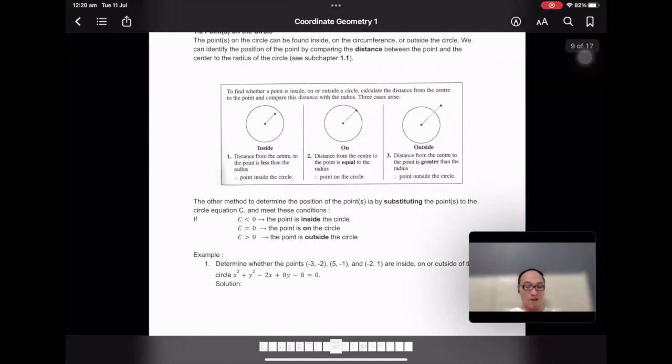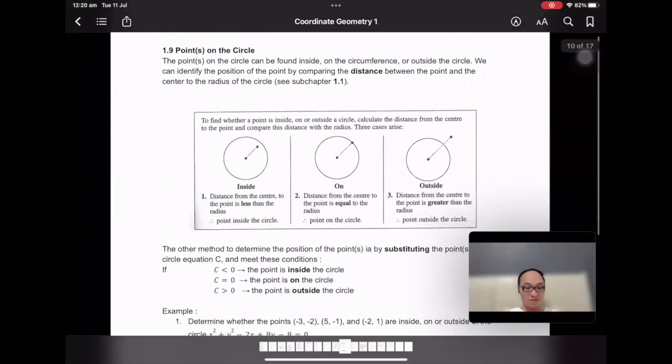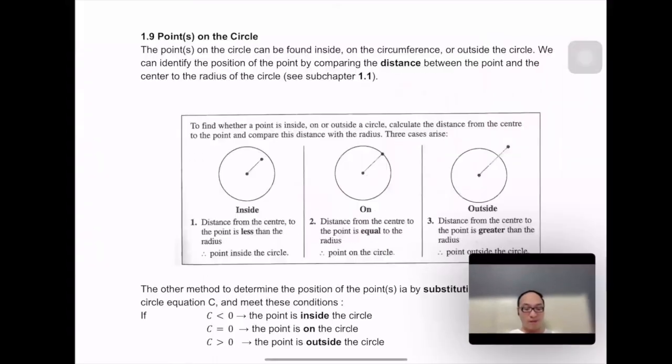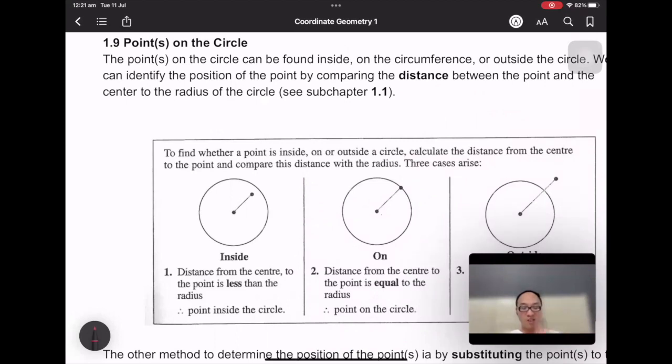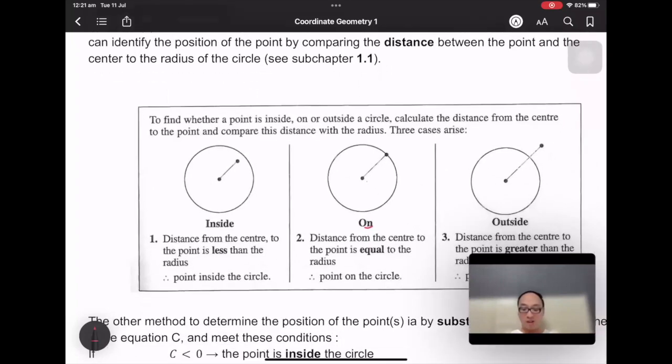Point on the circle. Now we can check the position of the point according to the circle. So we can find 3 types. The first one, the point is inside the circle. The second one, the point is on the circle. And the third one, the point is outside the circle.